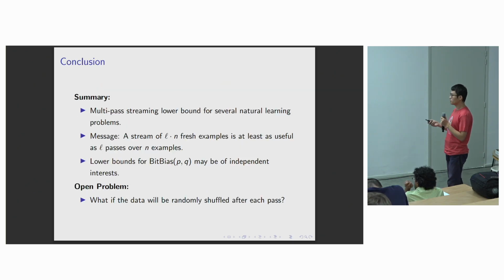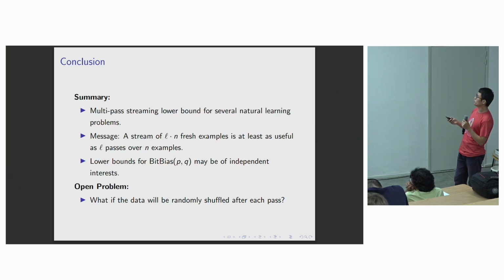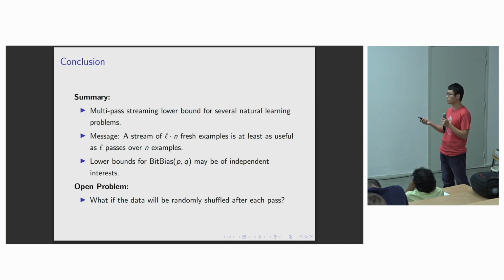And here is a summary. In the paper, we prove multi-pass lower bounds for several natural learning problems, and thus prove a conjecture proposed by a previous paper. Our message is that our results suggest that a stream of L times n fresh examples is no worse than L passes over n examples. And for the technical part, we believe that our results about the biased coin problem can be applied elsewhere.